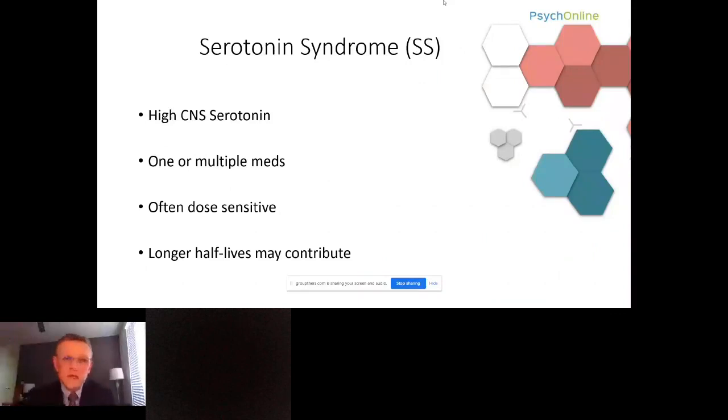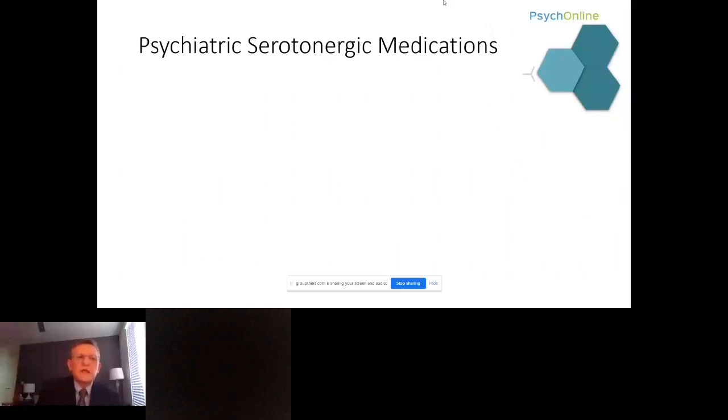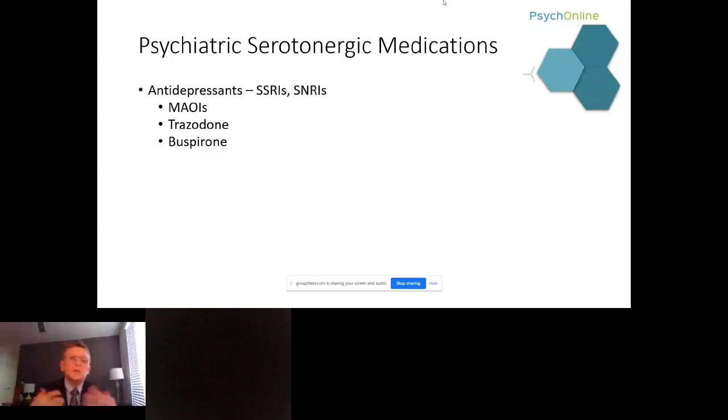Now let's move into serotonin syndrome. The most important thing to learn about serotonin syndrome is it's not idiopathic. It's going to happen to anybody who has a high CNS serotonin level. We tend to think of this as coming from multiple medications that affect serotonin, but be aware that actually it can come from a single medication. Particularly in this case, usually it's at higher doses and with medications that have the longer half-lives, as we've been talking about. The psychiatric medications that are serotonergic, of course, we think of the SSRIs and the SNRIs. But remember, MAOIs do this too, as do trazodone and buspirone.